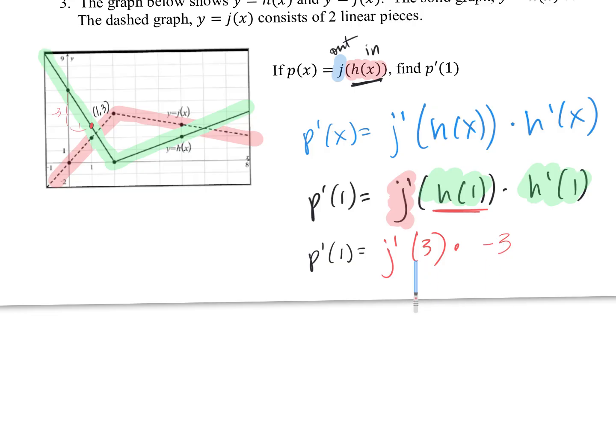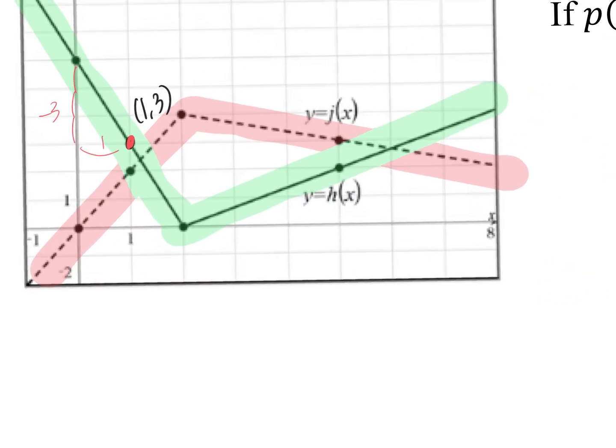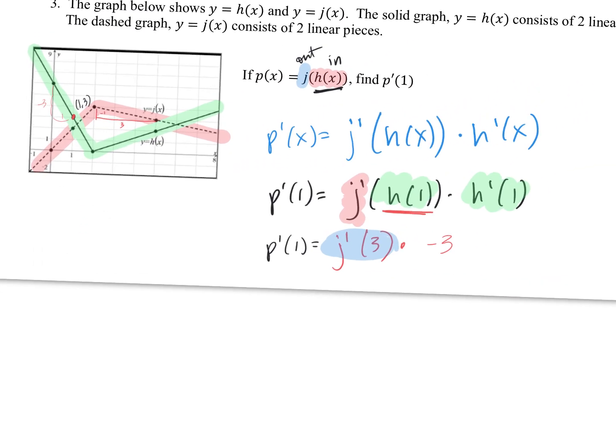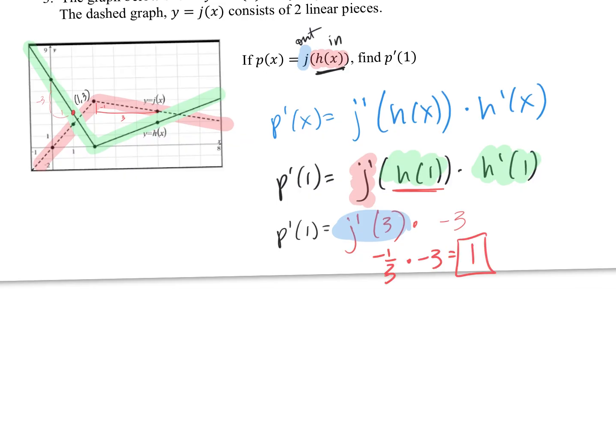Question, do I multiply 3 times -3 here? No, I do not. We got to find j prime of 3, right? j prime of 3 is, I got to go to my graph of j. Am I looking at a point or a slope? Prime. Slope. My j graph is red. When x is 3 is here. Could be the slope of this line at any point. What do you think? Yeah, -1, 3. Down 1 over 3. So now we got -1/3 times -3. Negative times a negative? 1/3 of 3 is 1.